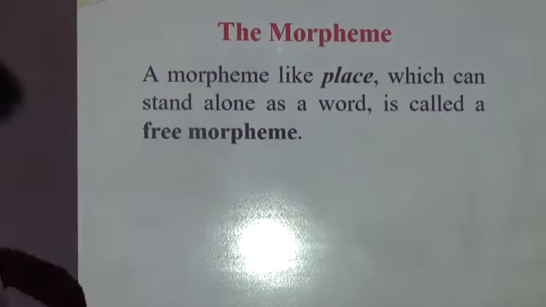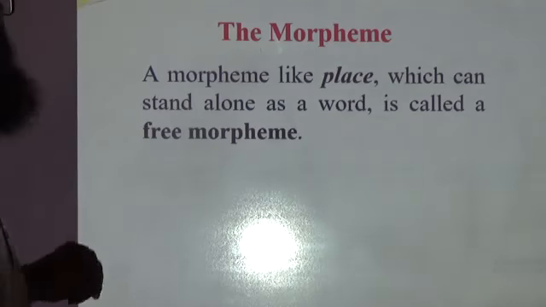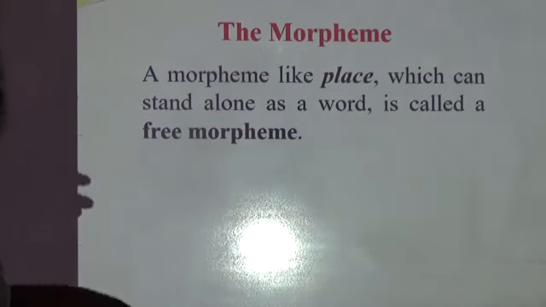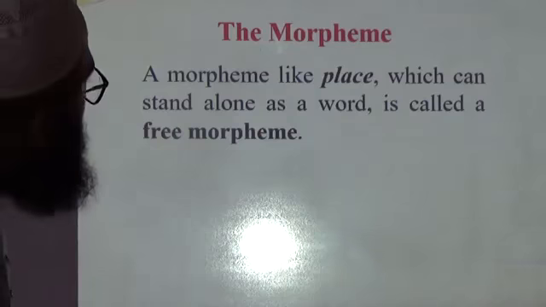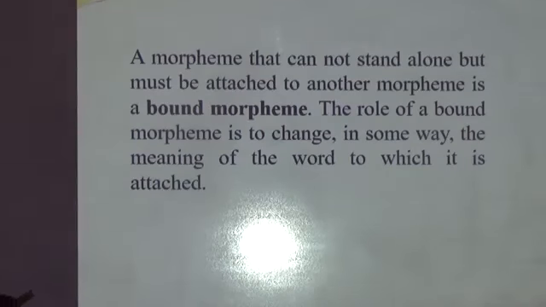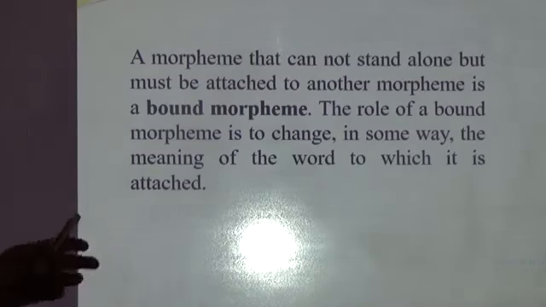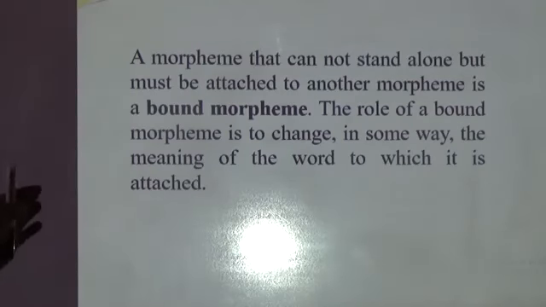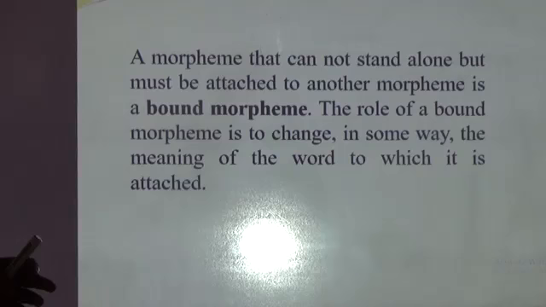A morpheme like place which can stand alone as a word is called a free morpheme. A morpheme that cannot stand alone but must be attached to another morpheme is a bound morpheme. That has been already told. The role of a bound morpheme is to change in some way the meaning of the word to which it is attached. That means attaching with the free morpheme, it makes a new word.